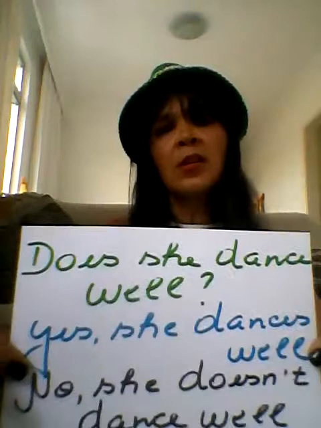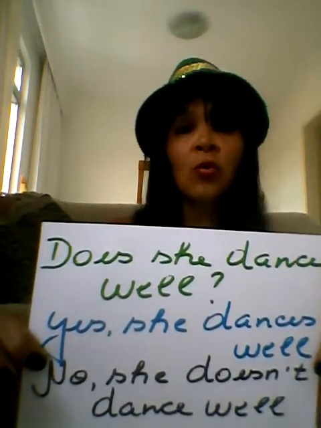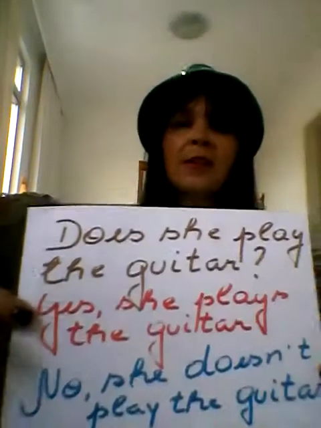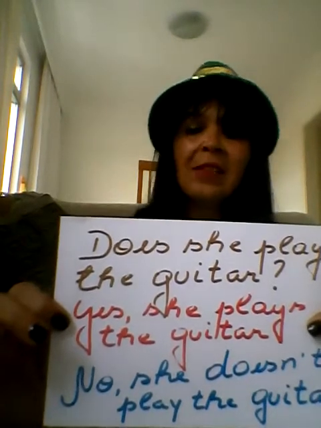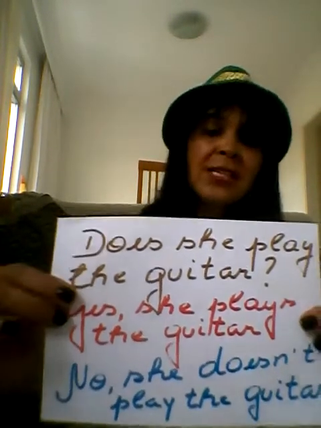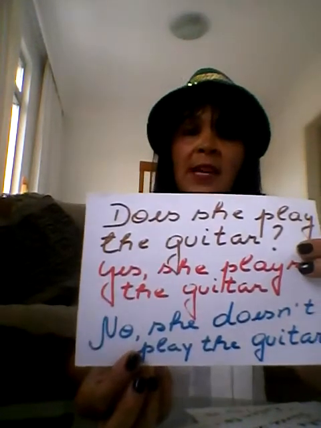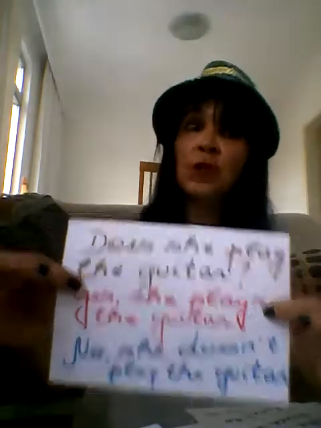Food. Does she dance well? Yes, she dances well. Or no, she doesn't dance well. Does she play the guitar? Yes, she plays the guitar. Or no, she doesn't play the guitar. The verb doesn't alter. It's the same, okay? Does she play the guitar? Yes, she plays. It's different.